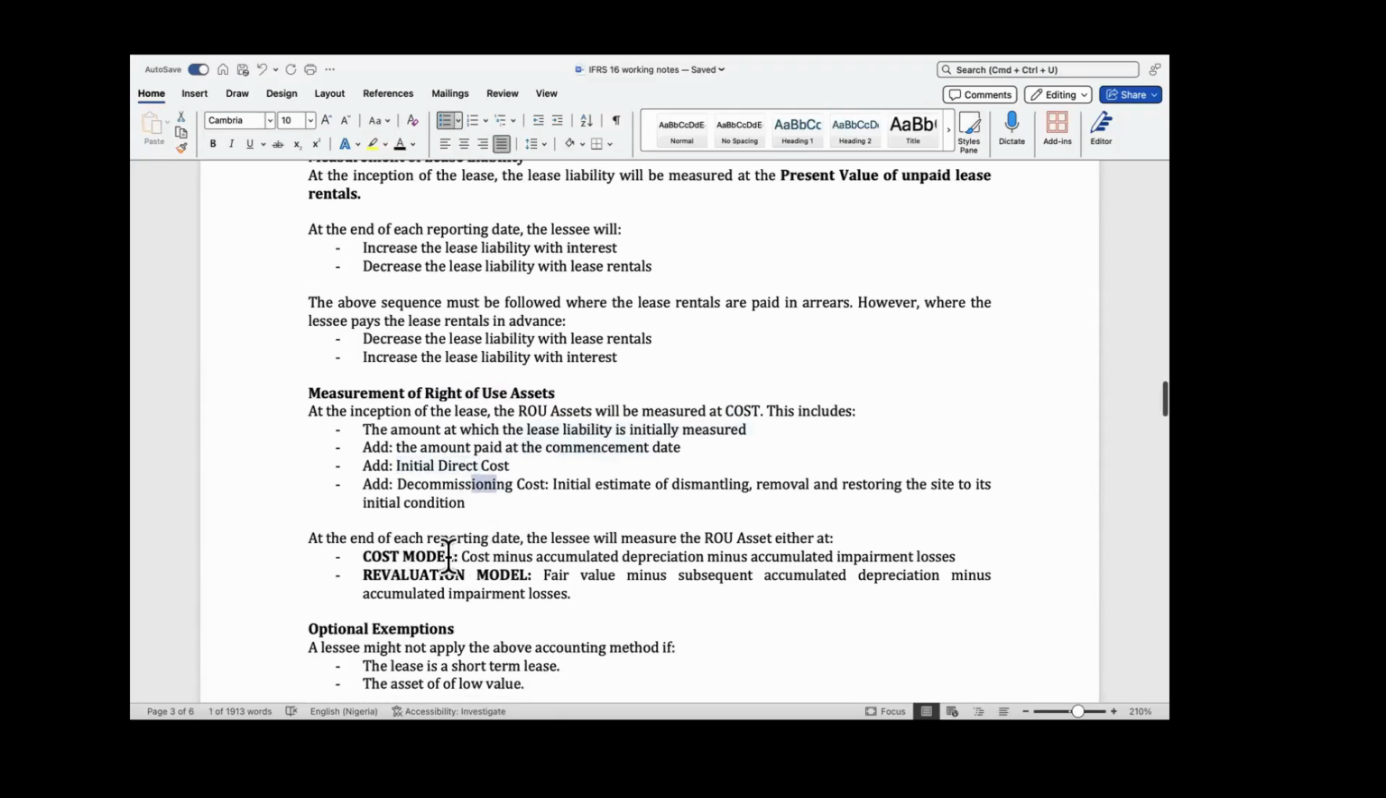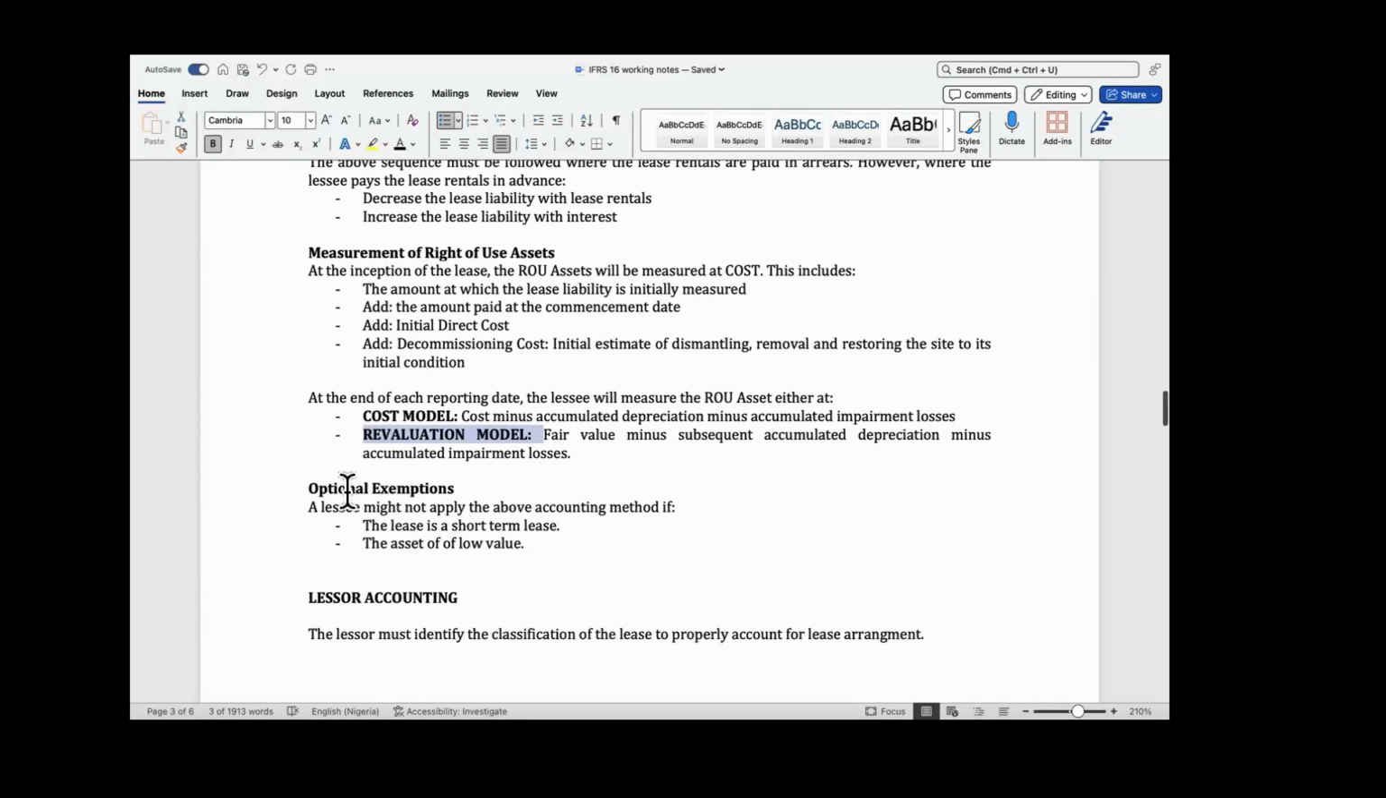At the end of the year, he uses either a cost model or a revaluation model to depreciate the leased asset or the right of use asset. There are optional exemptions available whereby you won't have to apply the above accounting method. All you have to do is just to recognize the rent you're paying to P&L every year. Those optional exemptions apply to scenarios where the lease is a short-term lease, usually less than 1 year, and also where the asset is of low value.